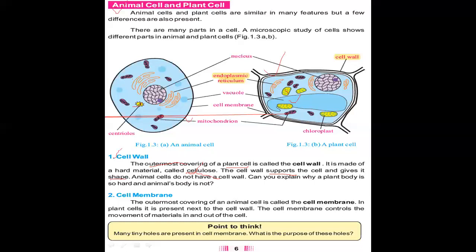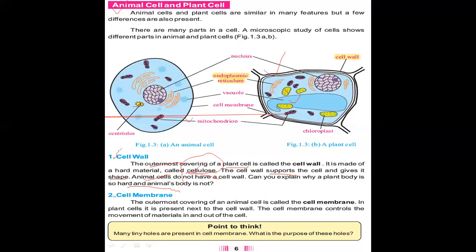You see, animal cells are of different kinds as well as its body is soft. But due to the cell wall, plant cell has a proper shape as well as it gives support to the plants. That is not present in animal cells. Can you explain why a plant body is so hard and an animal's body is not? We have discussed here, it is due to this cell wall and the material which is present in the cell wall, that is called cellulose.